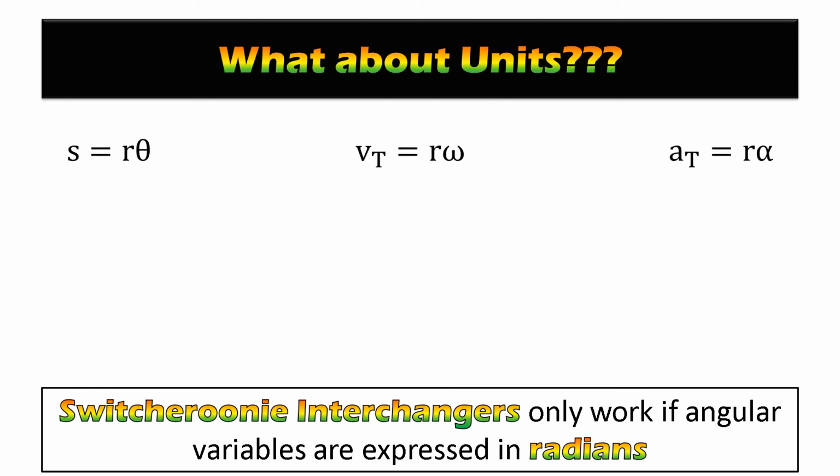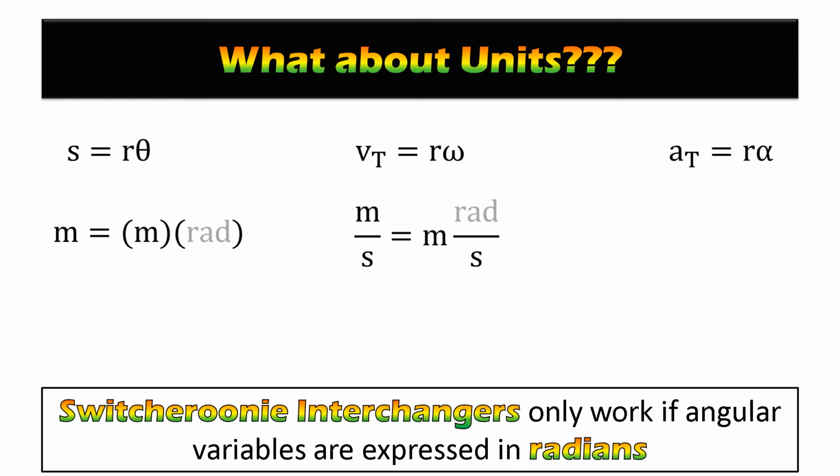But what about the units for these things? In previous lessons, we said, oh, as long as the units all agree, you can use it. Well, let's see. The angular displacement needs to be in radians, the angular velocity needs to be in radians per second, and your angular acceleration needs to be in radians per second squared.